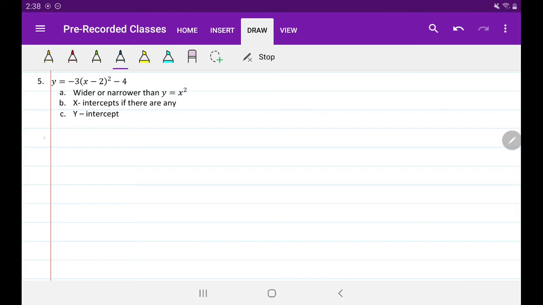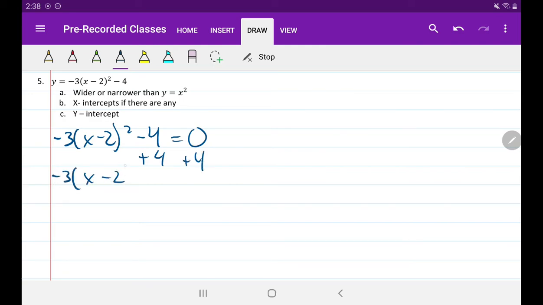All right, so for number 5, we have this function, and we'll start off by setting it equal to 0 and trying to find our x-intercepts. So to go about starting to solve this, we can add 4 to both sides. Ultimately, what we want to do here is solve for x, get x by itself. Right, so then I have 4, and then I can divide both sides by negative 3. So then I have x minus 2, the whole thing squared, is negative 4/3.